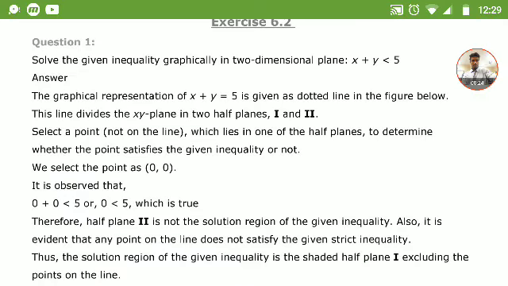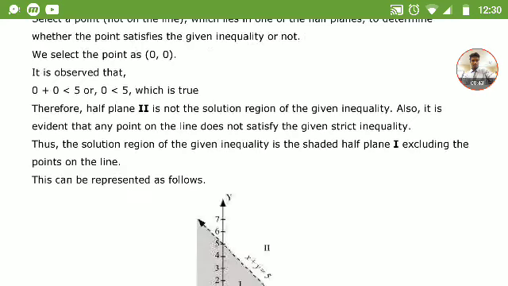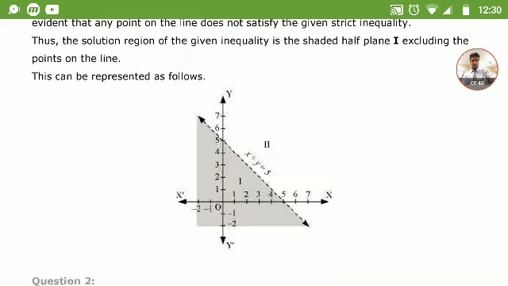Okay. Now starting off, we have x plus y is less than 5. First of all, you make a graph for x plus y equal to 5. I hope everybody knows how to make a graph. You've done this right from class 7, 8, 9, and 10. You put x equals 0, you get y. You put y equals 0, you get x. Now, when the graph is done, so this is the graph.